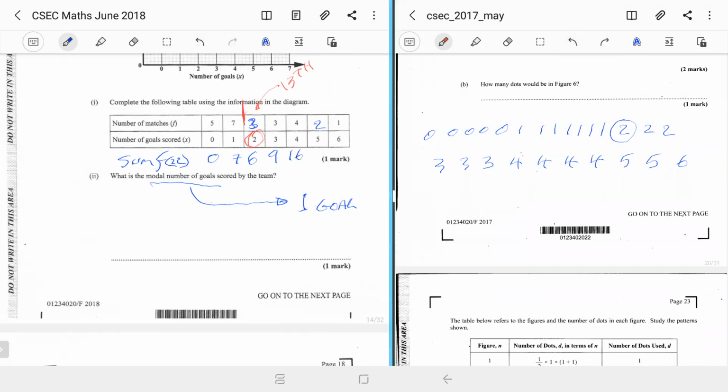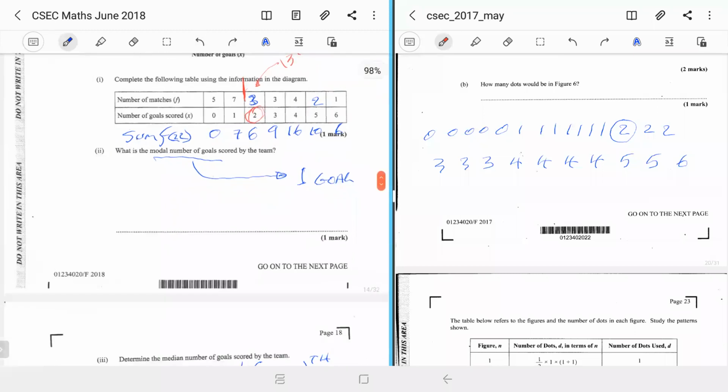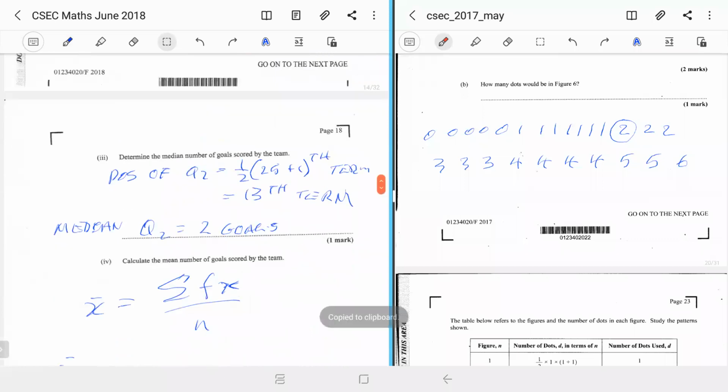They have the 2 5s. That's 10 more goals, 10. And they have the 1 6, 1 times 6 is 6. And when they add these up, they get the sum of the frequency times the values. So I can copy these down and add them up. Not rocket science, you know, guys.